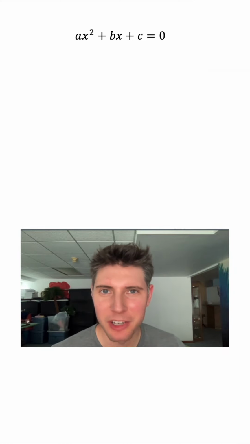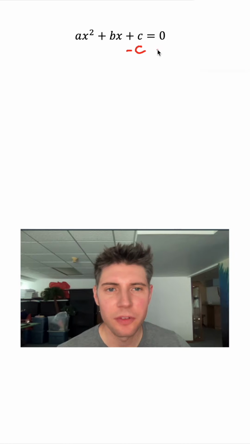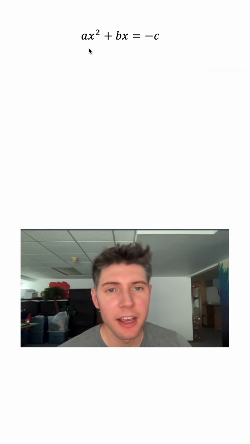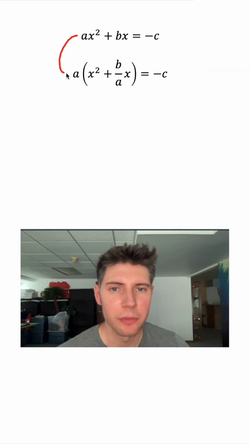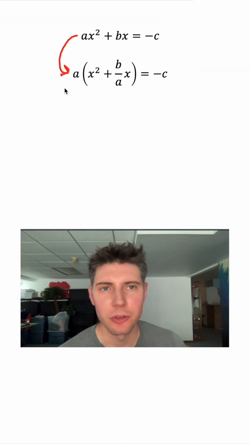A lot of people have asked me about deriving the quadratic formula. How does this become this? We subtract c from both sides. We factor an a out of everything on the left side. So to get from here to here, we just factored an a out of the two terms on the left-hand side.